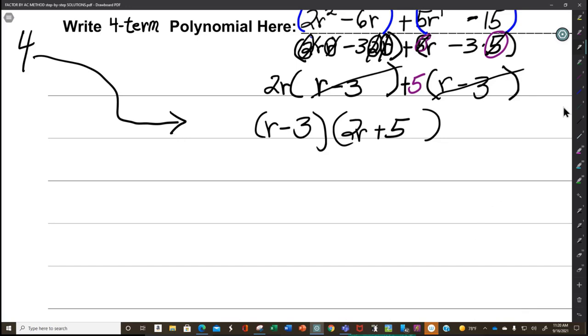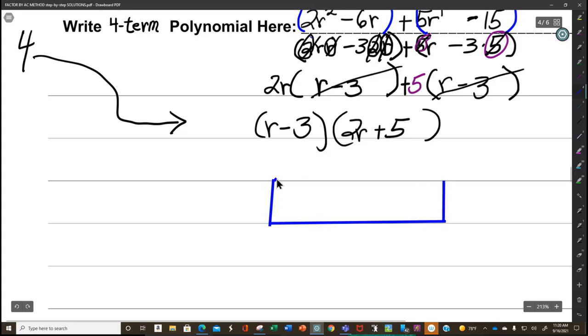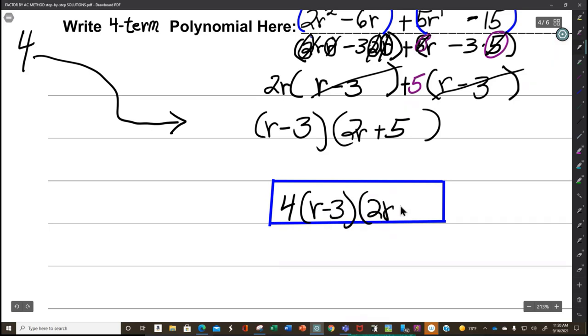Now I'm going to kind of jump the gun. I do this, and write the answer, then we'll check it. 4 from the front page, R minus 3 times 2R plus 5. And now I'm going to leave the checking of this up to you because we have a U substitution problem coming.